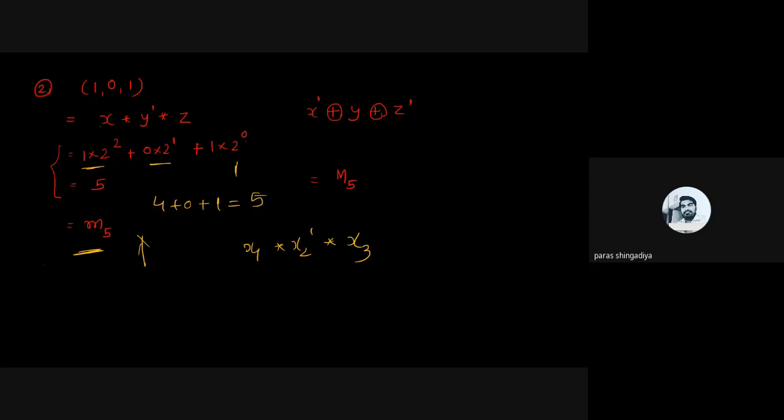And now let us check for the max term. So the expression will become x dash ring sum y ring sum z dash, that is the form of the max term. X dash ring sum y ring sum z dash, and you can also check it is 5 here, and why it is M5, you can verify by using the procedure.